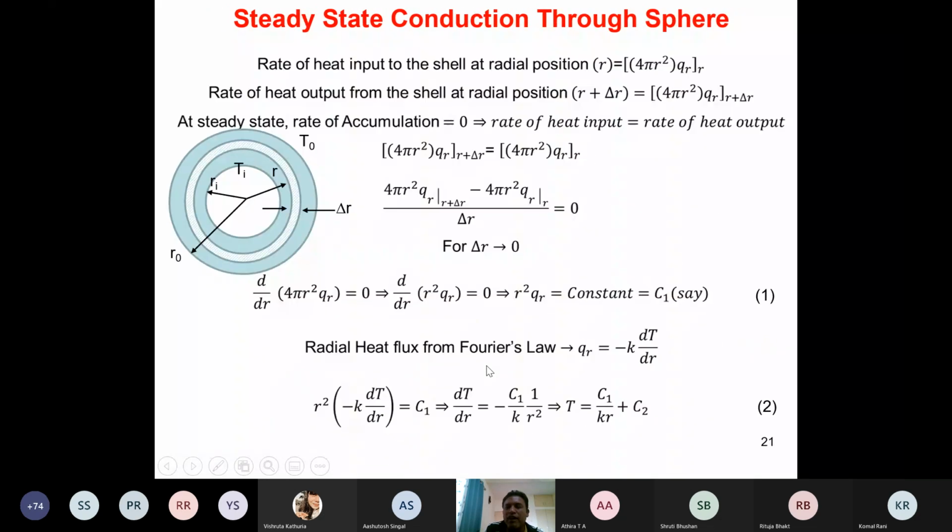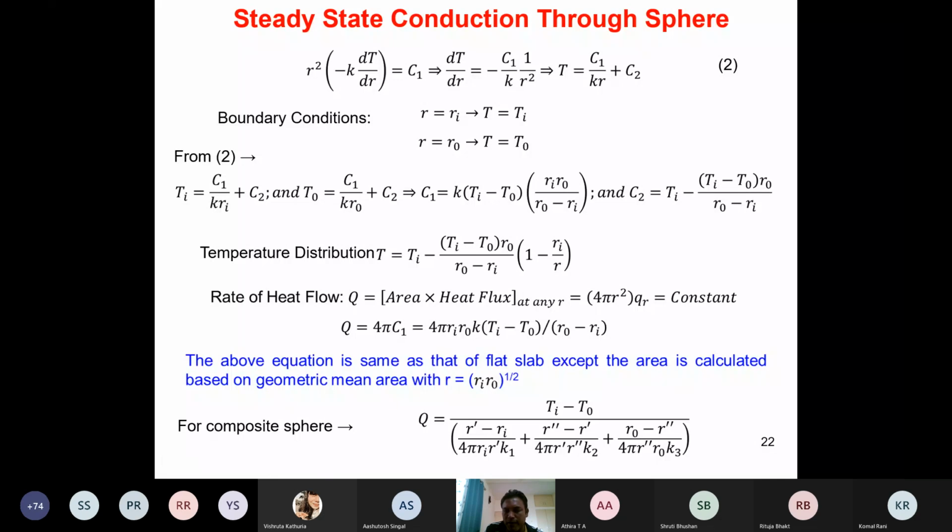Okay, a similar conclusion we can draw when we are looking at the steady state conduction through a sphere. Here also, if you look at the final expression for the rate of heat transfer Q, it is obtained as 4 pi ri r naught K (Ti minus T naught) divided by (r naught minus ri). So here you can see 4 pi ri r naught. This is nothing but the area of a sphere. Again, this area is calculated based on the geometrical radius of the sphere. So ri r naught is nothing but the square of R, where R is the geometrical radius. So if we consider this as a geometrical area 4 pi ri r naught, then this expression becomes area into K into delta T divided by thickness. So this also becomes the same as the expression we have seen for a flat slab. The difference here is the area is calculated based on the geometric mean radius.